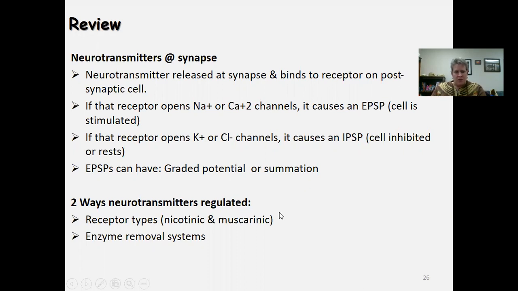And then we left off with two types of receptors, nicotinic and muscarinic. Remember, nicotinic is for voluntary responses. Muscarinic is for you must. All autonomic responses happen through these types of receptors. And then we talked about the importance of enzyme removal systems. So now we're going to move on to something new.